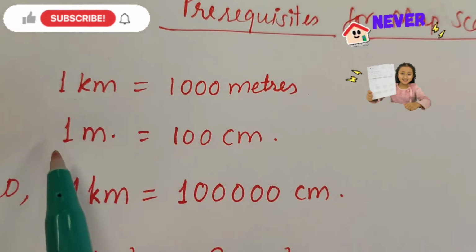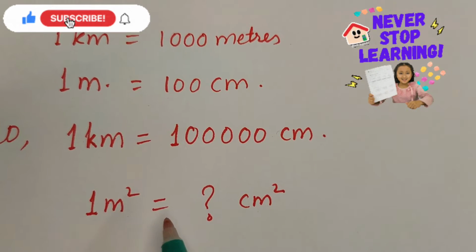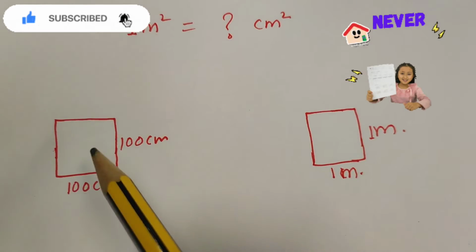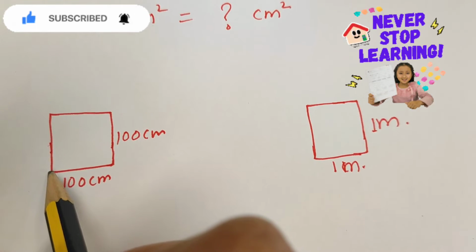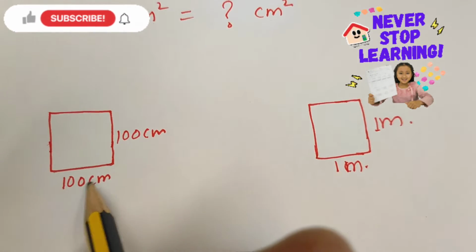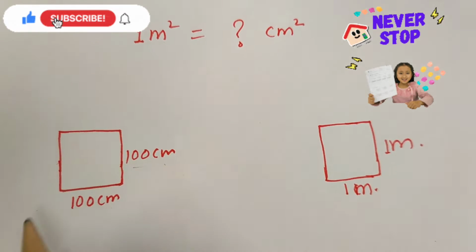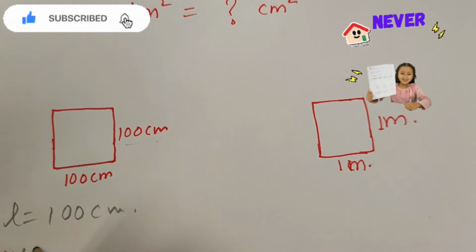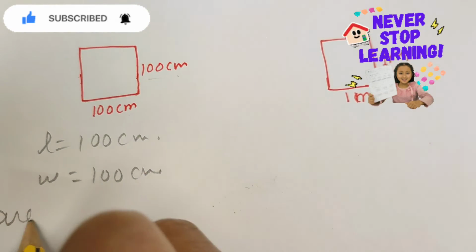We have seen 1 meter is 100 centimeters. So now the question is, what is 1 meter squared in centimeter squared? To understand that, let's have a look here. I have 2 squares drawn here. The length of the square is 100 centimeters, and of course the width is going to be the same. What is the length? It's 100 centimeters. What is the width? It is 100 centimeters. Can you find out the area?